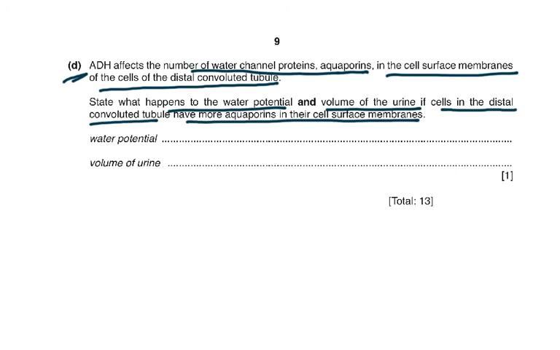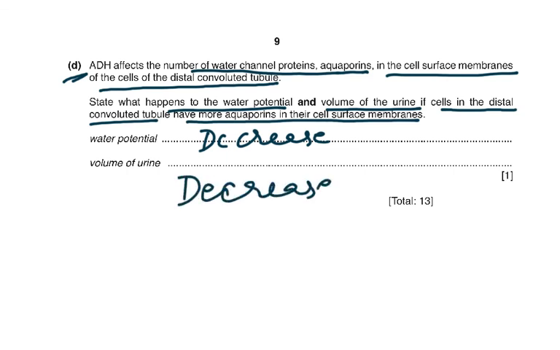If the DCT has more aquaporins, that means the water which was going to become part of the urine will now enter the blood. So there'll be less water. Less water means what will happen to the water potential? The water potential will decrease. And what will happen to the volume? The volume will also decrease because less water is being reabsorbed. So it asks what happens to the water potential and volume of the urine if cells in the DCT have more aquaporins in their cell surface membrane.